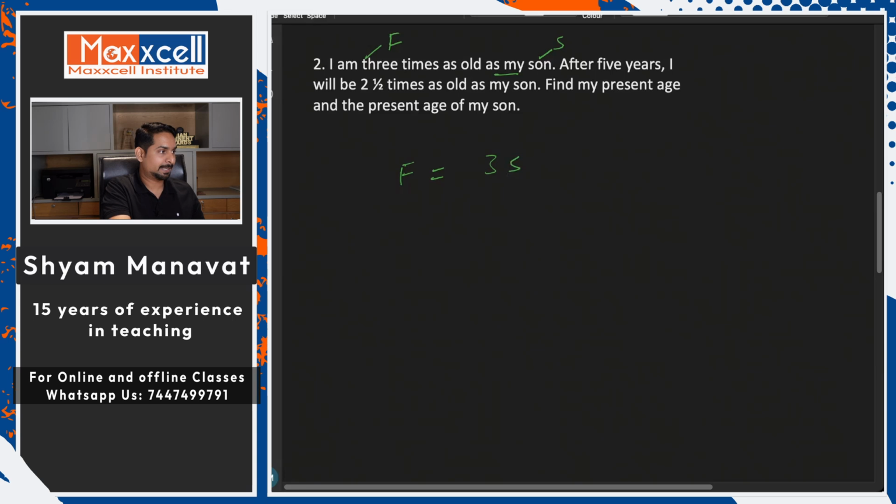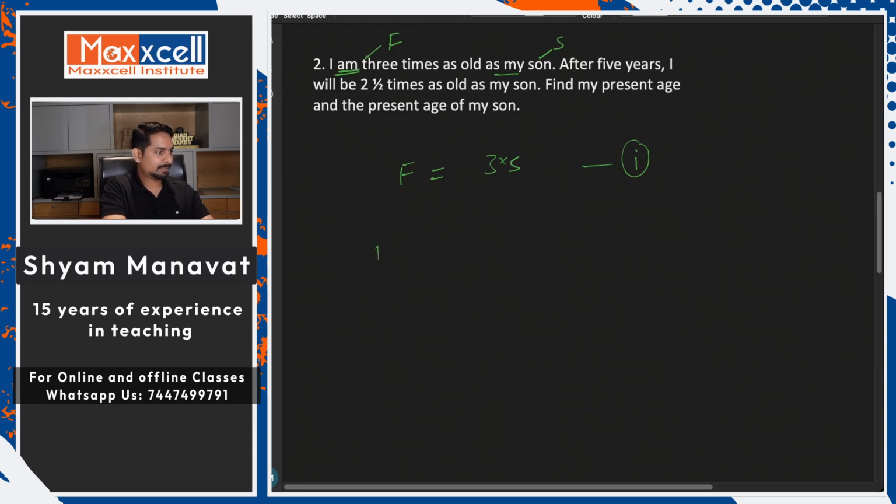I am, so am is the helping verb, equal sign. 3 times, multiply by as old as my son, multiply by son. Did you understand how I formed this equation? Helping verb, use equal. 3 times, multiplication sign. Okay. Let's call this equation number 1. After 5 years.